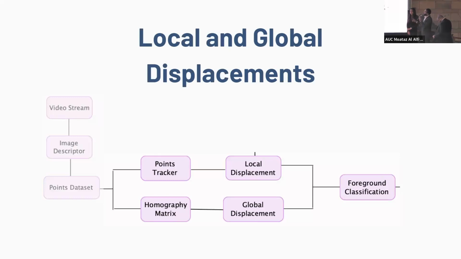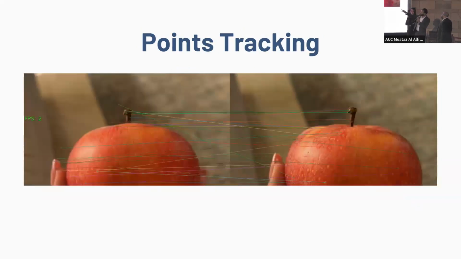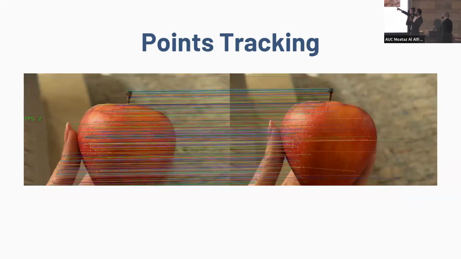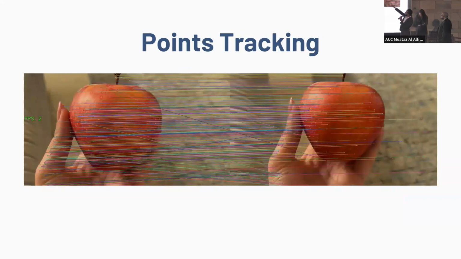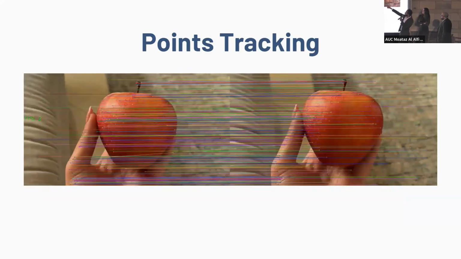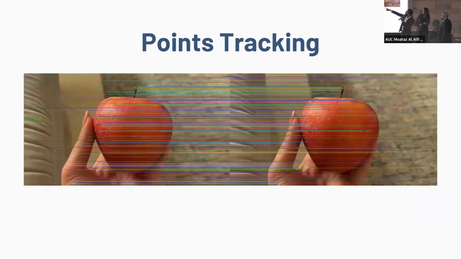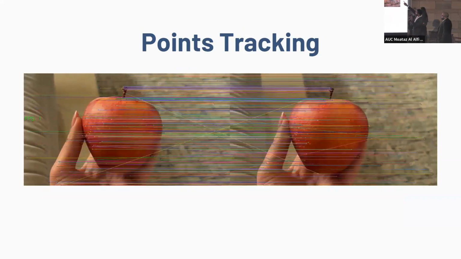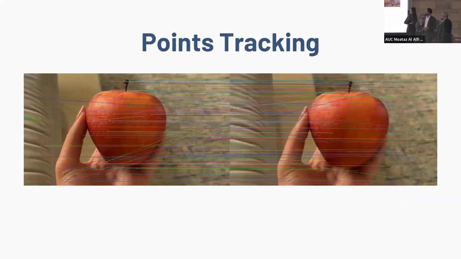And then we compute local and global displacement for the frames and for each point that we extracted in the frame. As we can see here, we compare each point on the first frame to the second frame, and then we track the points with their corresponding points in the second frame. If you track any of the lines, you see that it starts off at a single point, and then it tracks it to its corresponding points on the next frame.